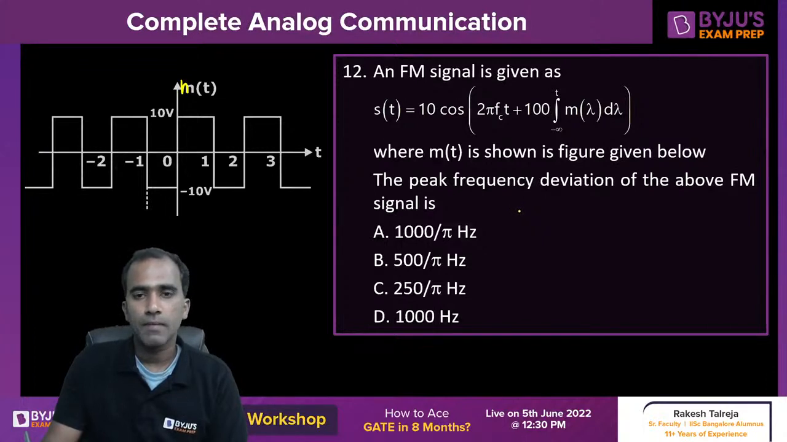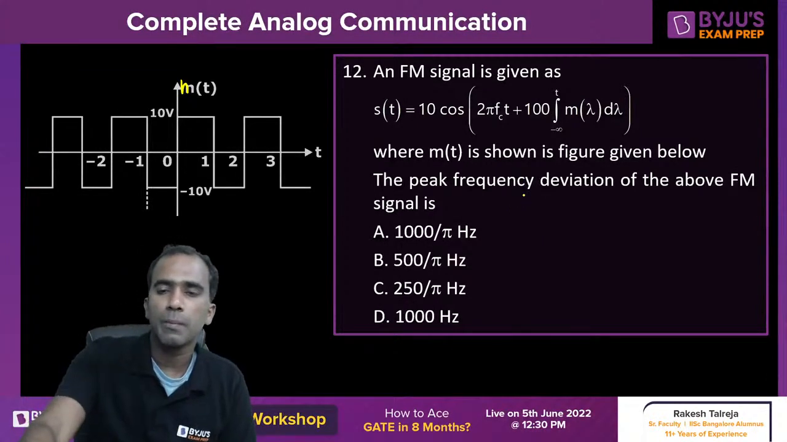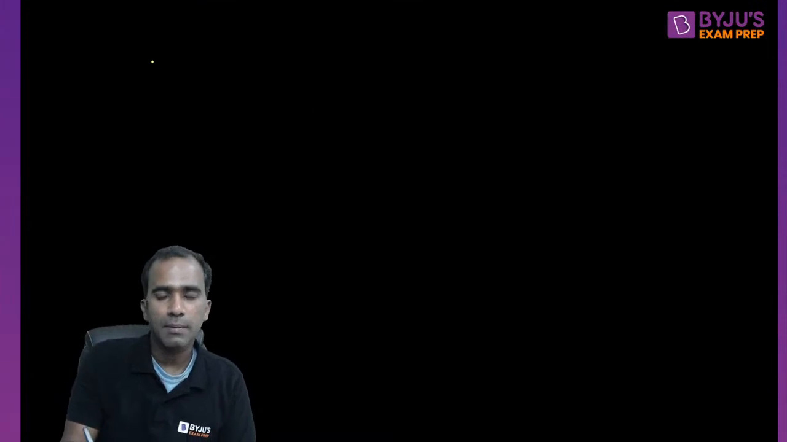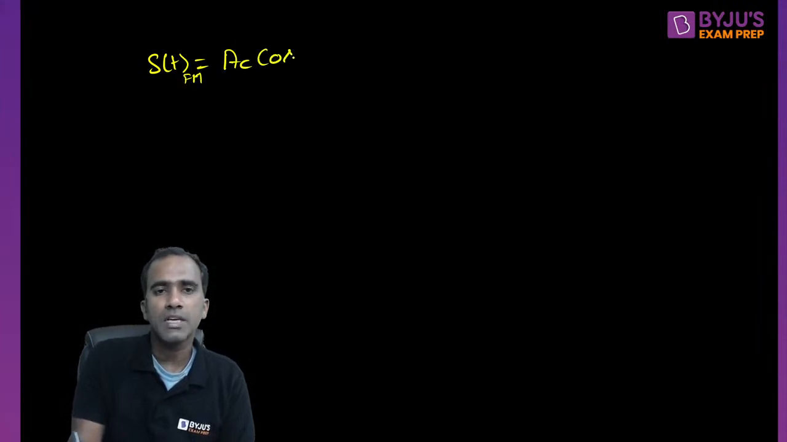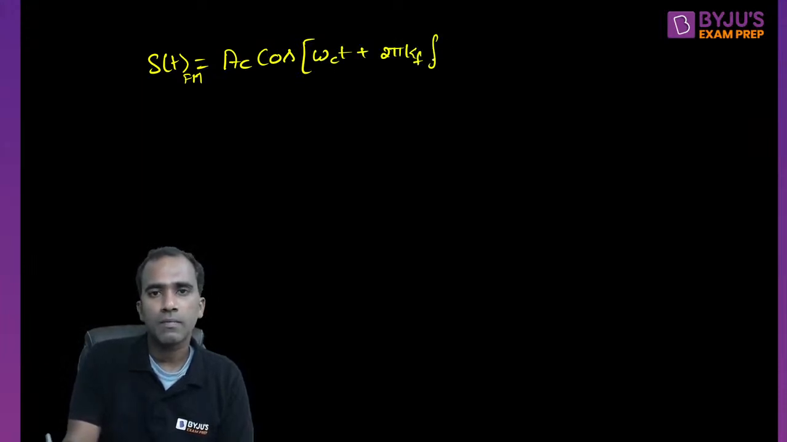okay, let's go back to the basics. Let me recollect the basics here. How to find frequency deviation in any given problem, if the problem is tricky and you're not able to observe it directly. The FM modulated signal equation is Ac cos of omega c t plus 2 pi kf integration of m of t dt.